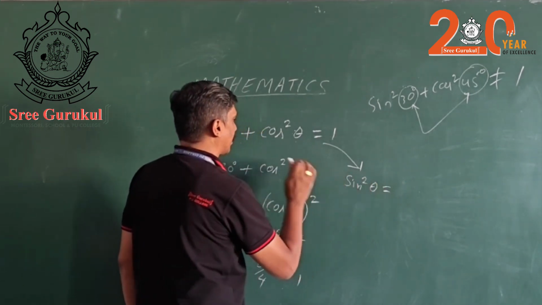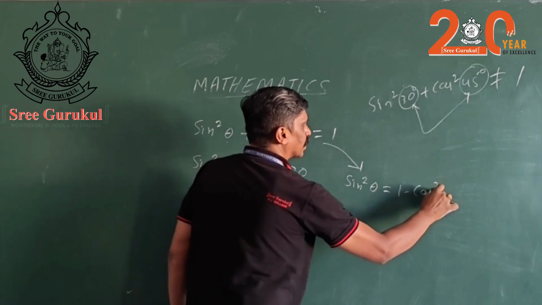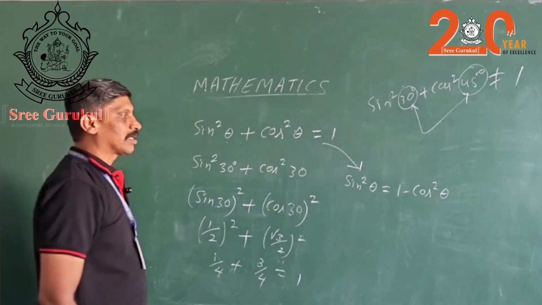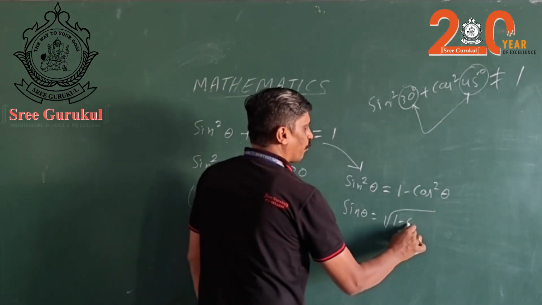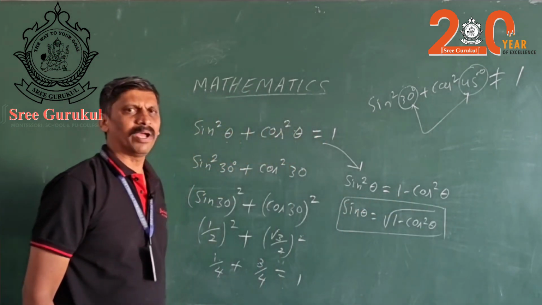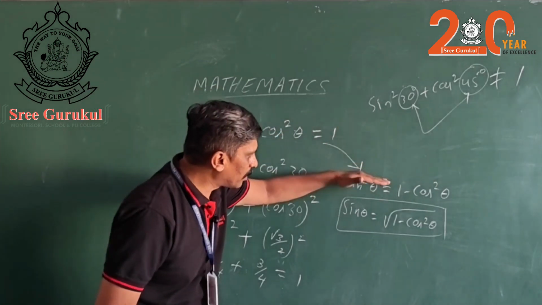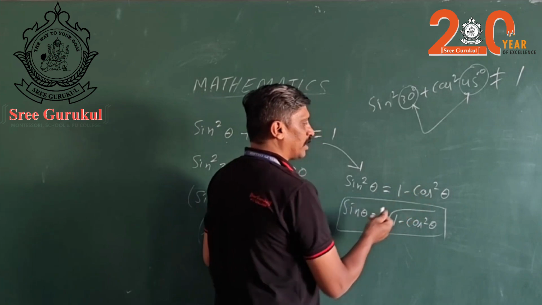Okay, next. This sine square plus cos square is also written in different ways. Sine square theta is equal to, suppose cos square is transposed to RHS, what happens? 1 minus cos square theta. Sine square theta is equal to 1 minus cos square theta. Then sine theta is root of 1 minus cos square theta. Don't memorize all those formulas, just remember how to construct the remaining formulas using this one.